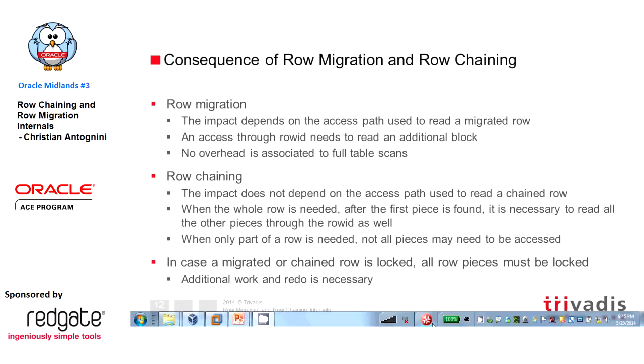On the other side, if you use an index range scan, and the index references with the row ID the head piece of the row, basically what you do is you get the row ID, you look at the block there, and the block tells you the data is not stored here, you have to look at the data somewhere else. So if you have an index range scan, basically you double the data access on the table for every migrated row. So if you have many migrated rows, you will see many more logical, maybe also physical reads because of that.